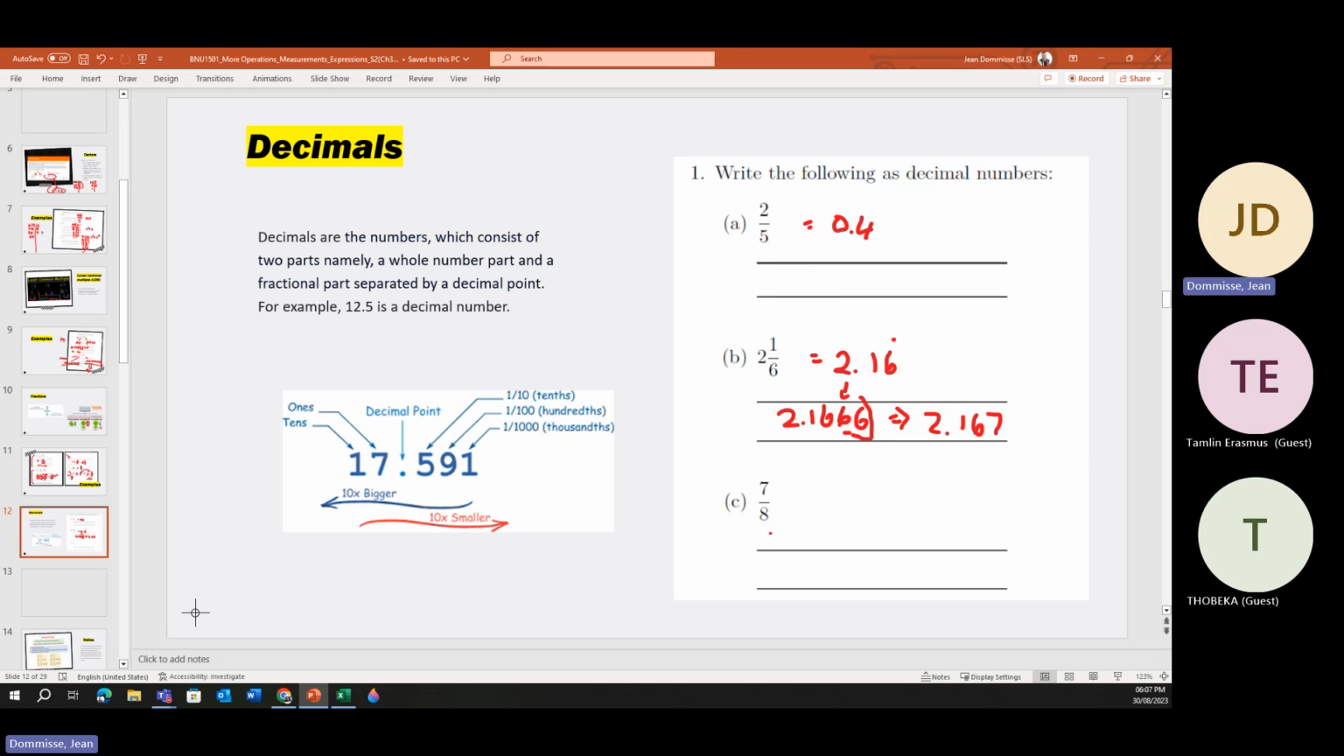Then the last one, 7 divided by 8. So 7 divided by 8 will be equal to 0.875. And again, if we need to round it off to 2 decimals, it will become 0.88. If we needed to round it off to 1 decimal, it will become 0.9. And if we rounded it off to the first whole number, it would have been 1.